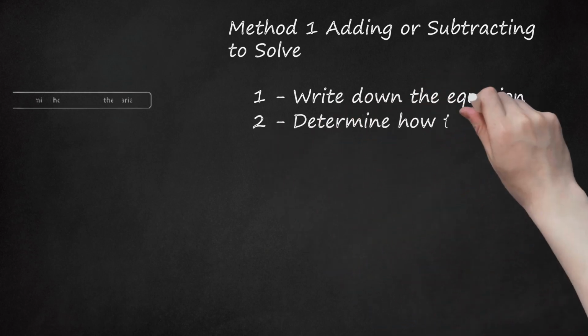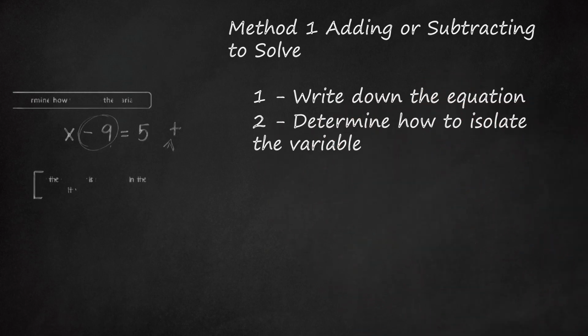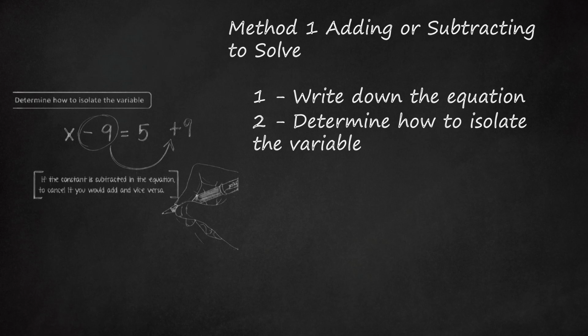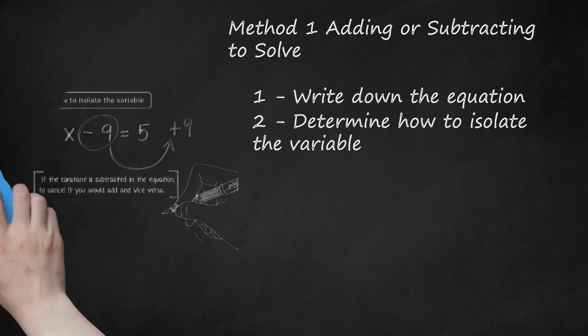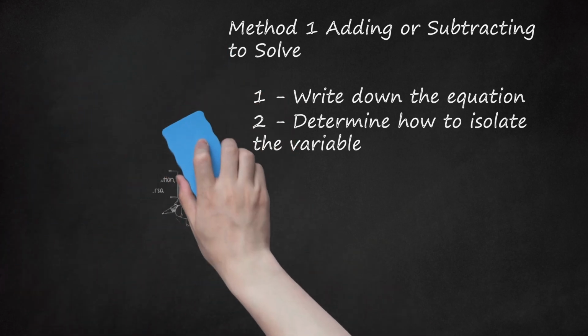2. Determine how to isolate the variable. To isolate a variable, you need to get it alone on one side of the equation by performing an inverse operation to cancel the constants. Addition and subtraction are inverse operations. So, if the constant is subtracted in the equation, to cancel it you would add. For example, in the equation x minus 9 equals 5, 9 is subtracted from the variable, so to isolate the variable you must cancel the 9 by adding it.